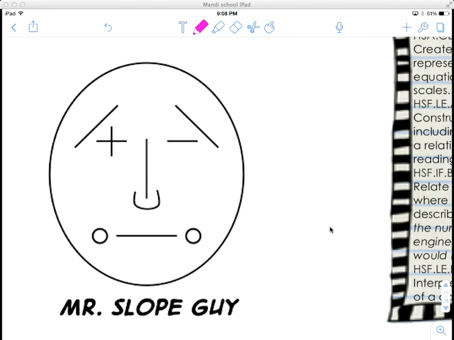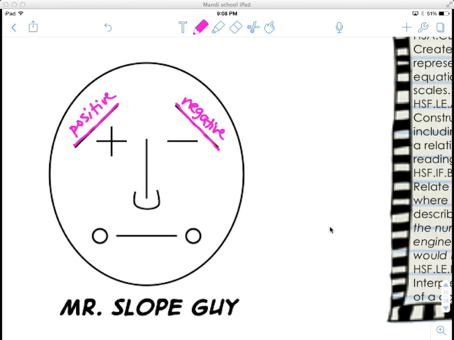Mr. Slope Guy, when the line is going this direction, this is positive slope. So you can see his eye is a plus sign. If the line is going this direction, this is negative slope. As you can see, his eye is a negative sign.